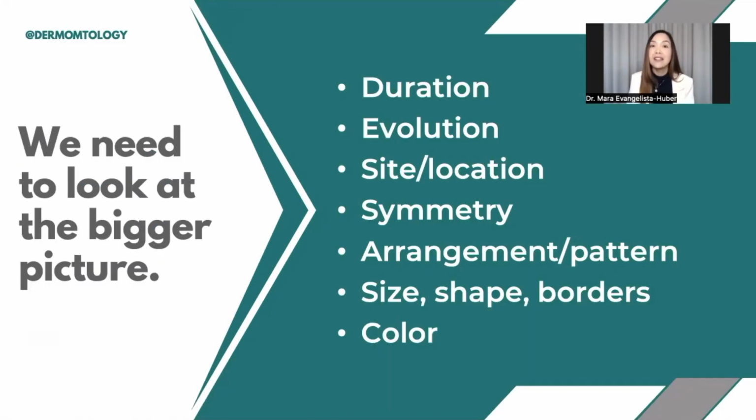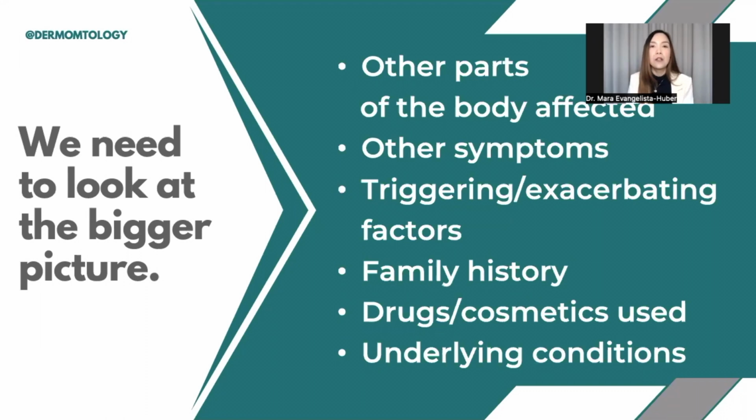For example, how did it start? How did the lesion evolve? Where is the site affected? We also want to look at the lesion characteristics like the size, shape, color, borders. Again, the distribution, is it symmetrical? All of these things matter. You also want to know if other parts of the body are affected. For example, the nails, the scalp, the hair, the mucous membranes.